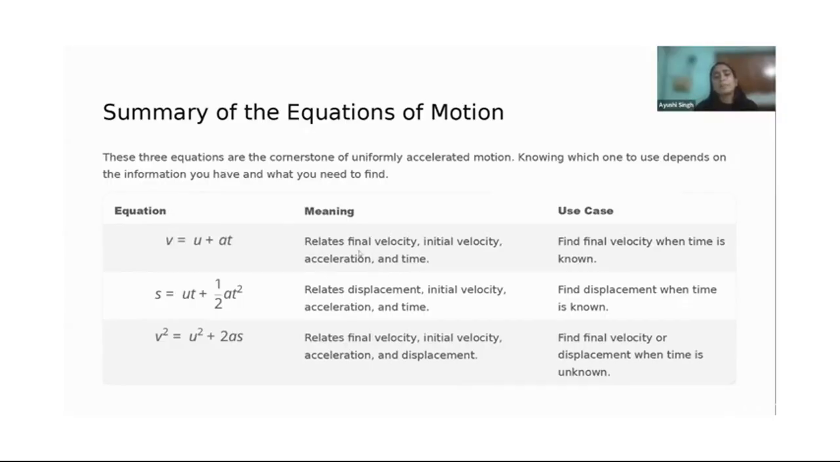Just to summarize everything you have seen: here the relation is between the final velocity, initial velocity, acceleration, and time. Here the relation is among the displacement, initial velocity, acceleration, and time. And in this equation, v squared equals u squared plus 2as, it relates the final velocity with the initial velocity, acceleration, and displacement. You can use them in different cases. For example, to find the final velocity when time is known, you can use the first formula. When time is unknown, you can use the last formula. For finding the displacement when time is known, you can use the second formula.